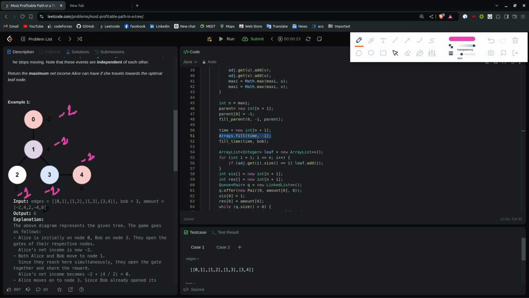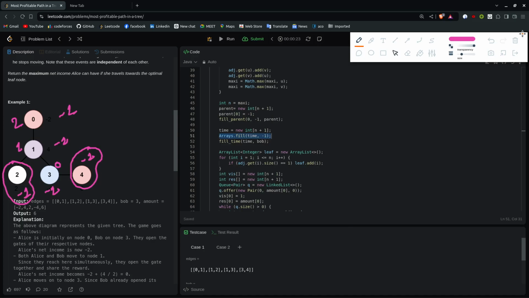This is what I am doing, and then from that particular parent array, I will try to fill the time array. So the time array will be replaced with 0, this will be replaced with 1, and this will be replaced with 2, and this one will be -1, indicating that Bob has never visited this node. And for this node also, the value is -1, indicating that Bob has never visited this particular node. I hope this is clear.